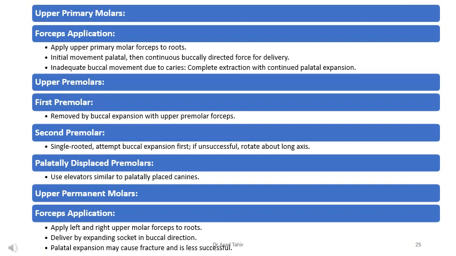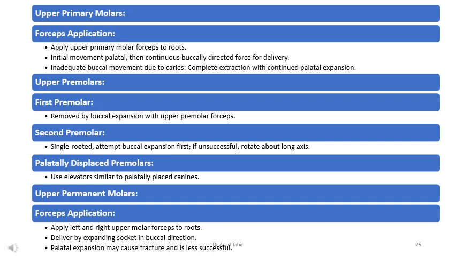Forceps application. Apply upper primary molar forceps to roots. Initial movement palatal, then continuous buccally directed force for delivery. Inadequate buccal movement due to caries. Complete extraction with continued palatal expansion.